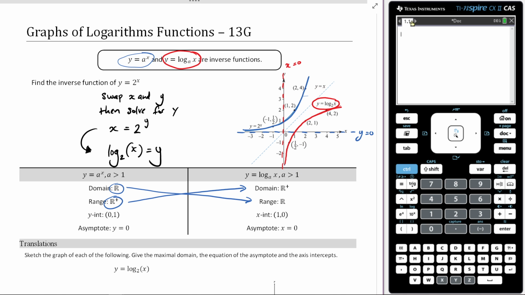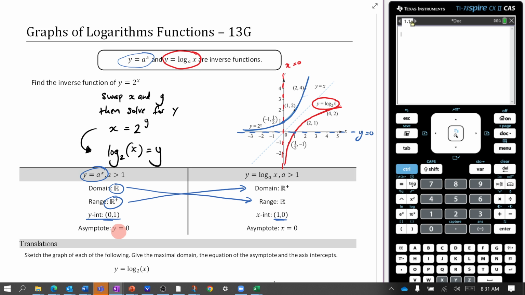What else do we need to take notice of here? Well, for my exponential, my y-intercept is (0, 1). That's right there. And remember, if you do have some transformations, this could change. And over here, for my logarithm, my x-intercept is (1, 0). So (0, 1), (1, 0). It's just the inverse of each other. So we'll just switch them around.